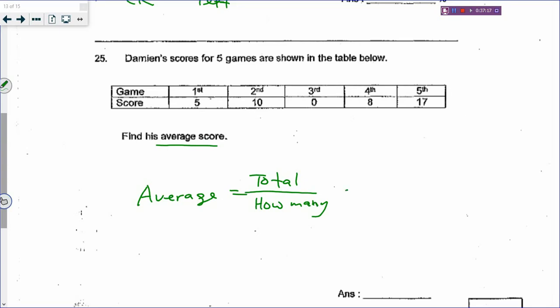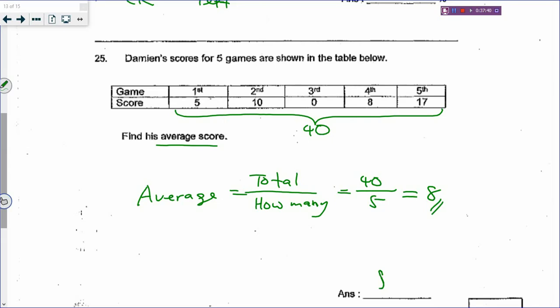Alright, so what is the total? You're going to add all the scores together. So you have 5 plus 10 is 15, then plus 8 plus 17. So the total is 40. And you take the total and divide by 5 games, and you get the average score for each game, which is 8. So your answer will be 8 for question 25.